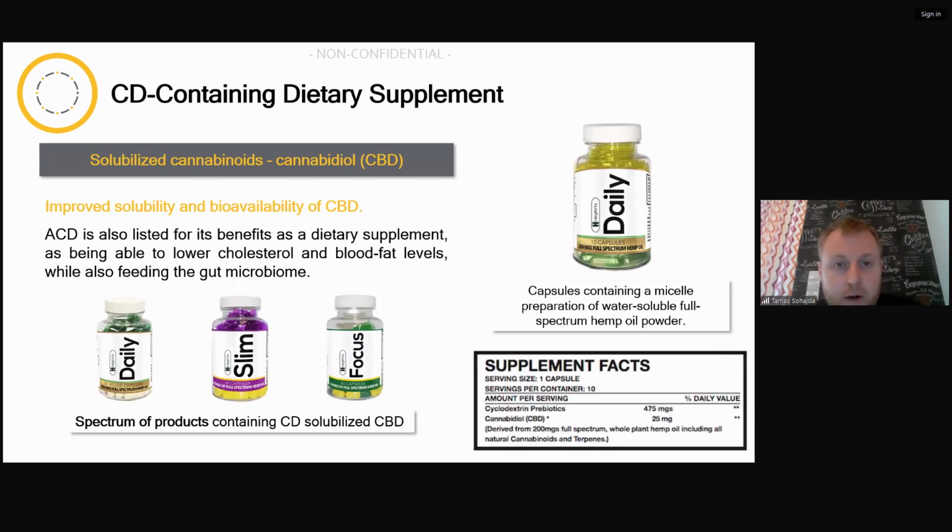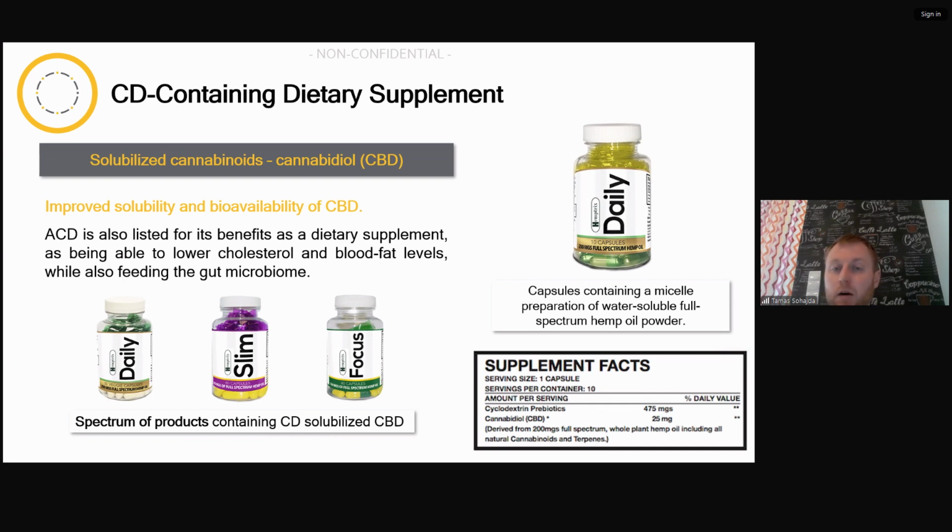Another example, very fashionable nowadays, is cannabidiol, which we know as a very insoluble compound, also a very unstable compound. And there are now on the market certain gelatin capsules filled with hemp oil and complexed into cyclodextrin.